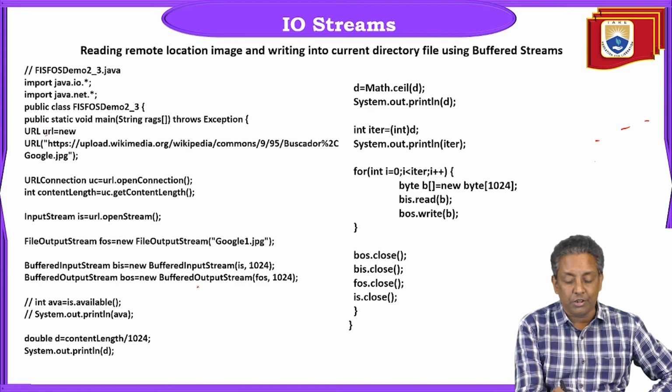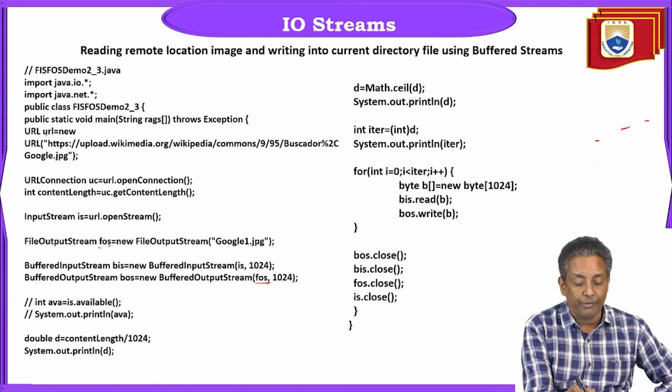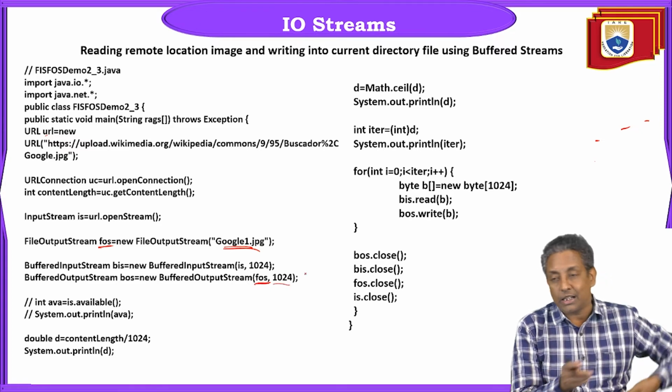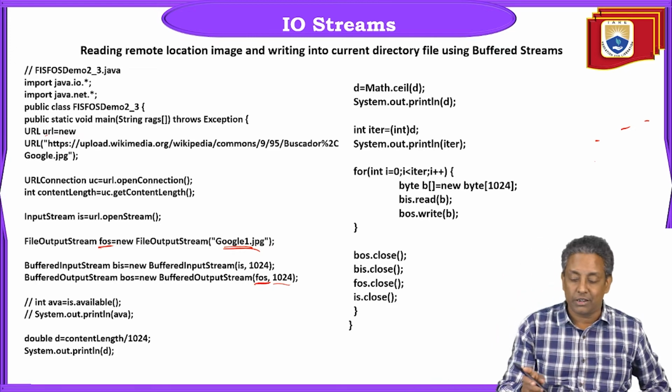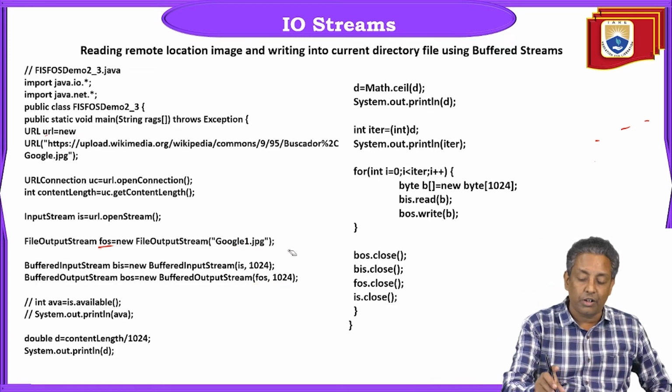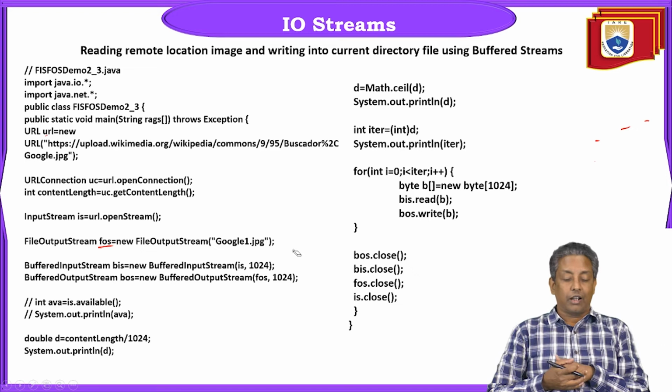Similarly, we want to write it into another file. BufferedOutputStream bos is equal to new BufferedOutputStream of the FileOutputStream. The FileOutputStream means this Google1.jpg. Again, how much data do we want to write each time during the write operation? 1024 bytes. We want to read 1024 bytes, and we want to write 1024 bytes. Good.